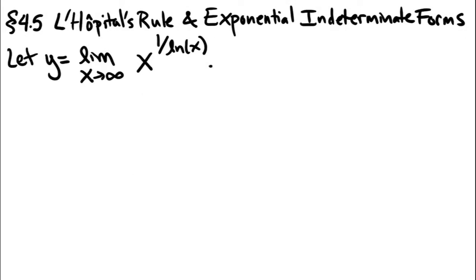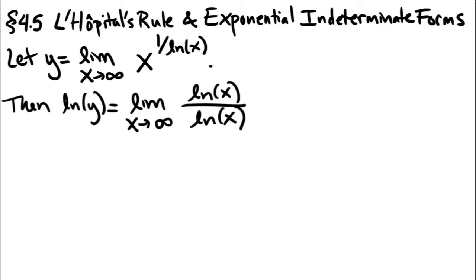Next, we have the limit of x to the 1 over ln x, as x goes to infinity. We do the exact same procedure as before, start by taking the natural log, and now we have to figure out what the limit of that thing is. In this case, the numerator and denominator just cancel out, and we get the limit of 1. So ln y is 1, which allows us to conclude that y is e.